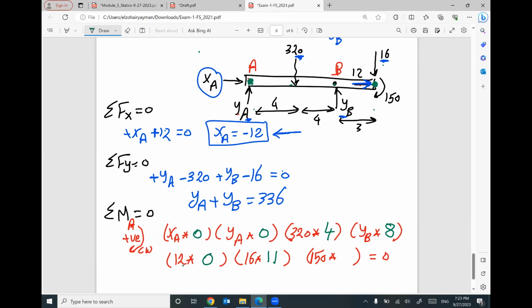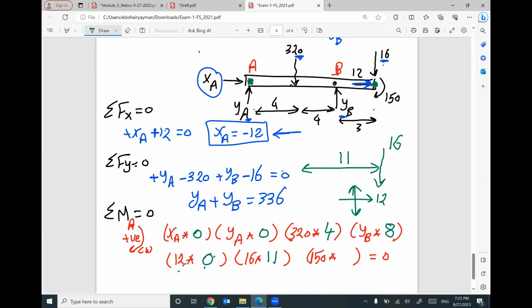Why? The two forces are at the same point. Why is one of them multiplied by 0 and the second one multiplied by 11? Because your force and your distance must be perpendicular. Since 16 is vertical, I can multiply it by 11 meters. But 12 is horizontal. If 12 is horizontal, what is the vertical distance? We don't have a vertical distance between this point and this point. That makes sense? So don't be confused.